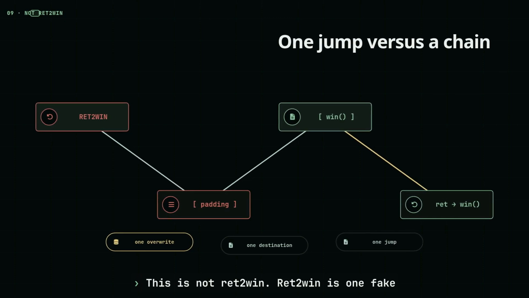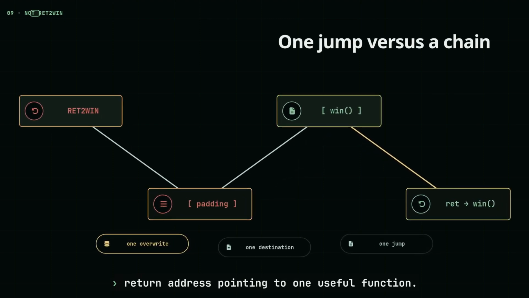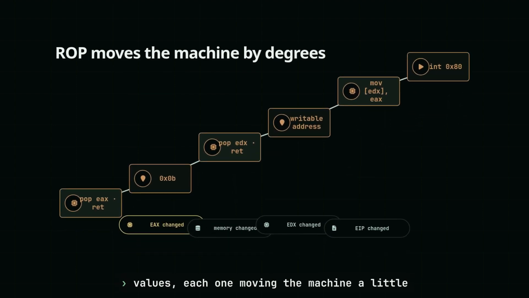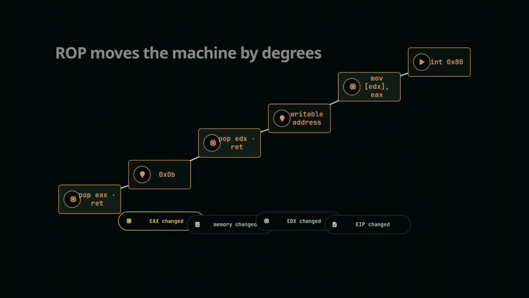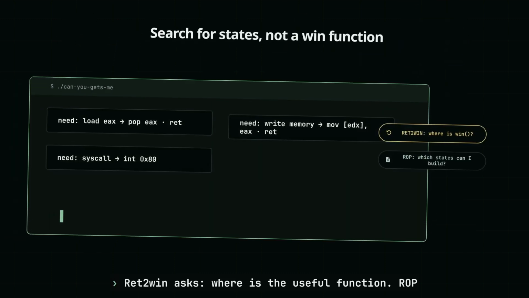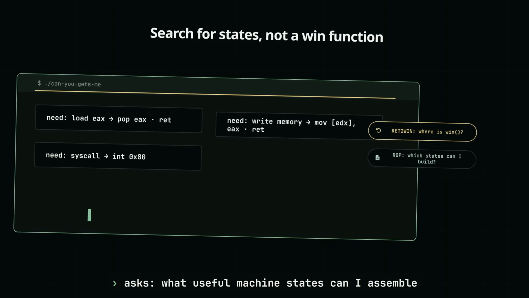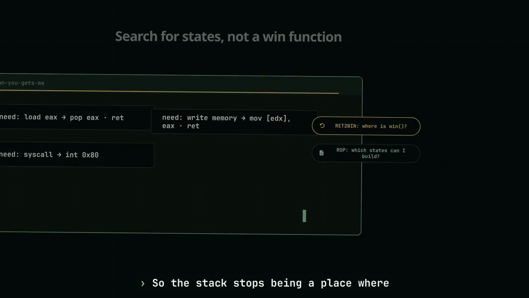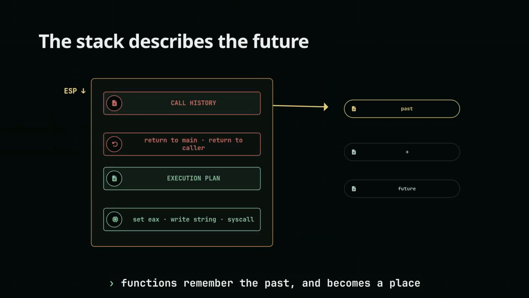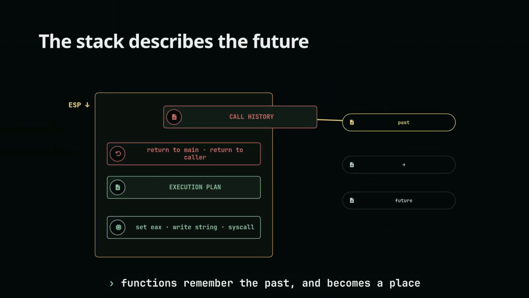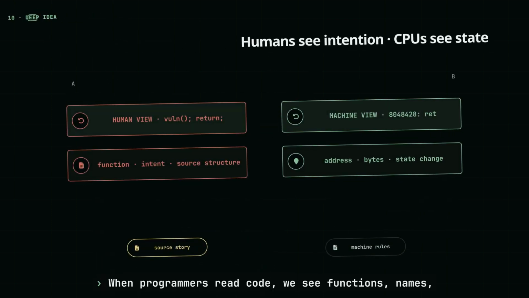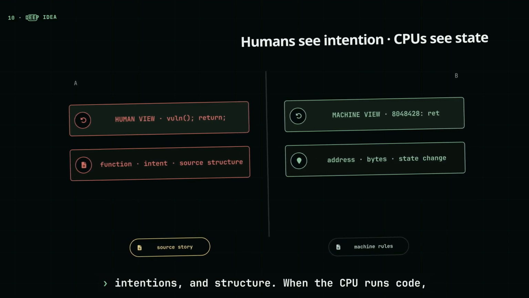Ret2win is one fake return address pointing to one useful function. ROP is many fake return addresses mixed with values, each one moving the machine a little closer to the target state. Ret2win asks, where is the useful function? ROP asks, what useful machine states can I assemble from the fragments available? So the stack stops being a place where functions remember the past and becomes a place where we describe the future.